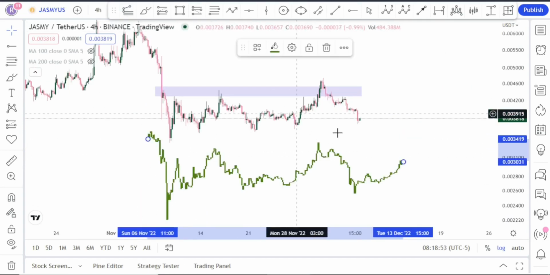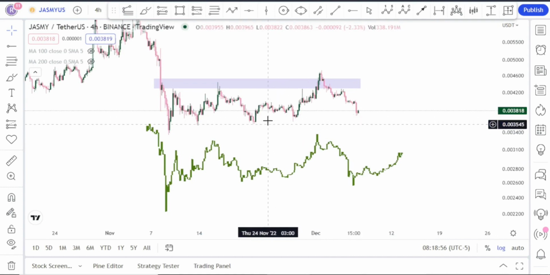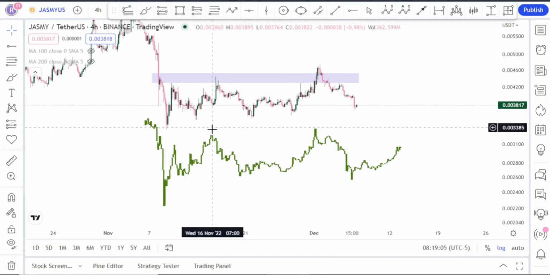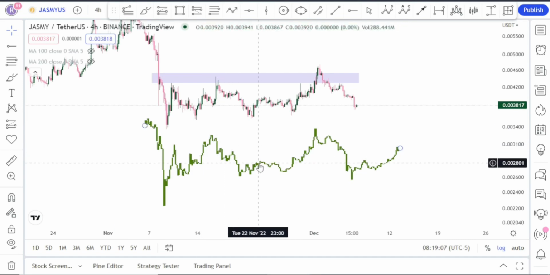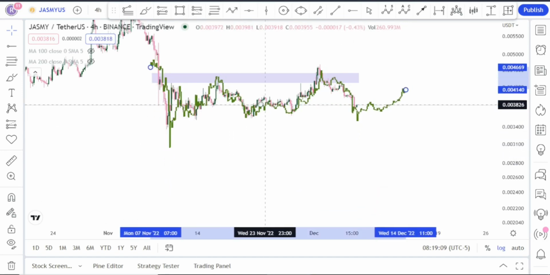So going back to the Jasmy price set, we really don't want to see a new low being set right here. We can go down as far as something like 0.0036 or something like that, but setting a new low right here really wouldn't be too good, right? So fingers crossed we still maintain this structure here on the Jasmy price set, as you can see, right?